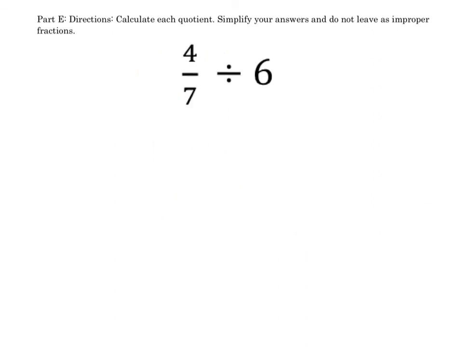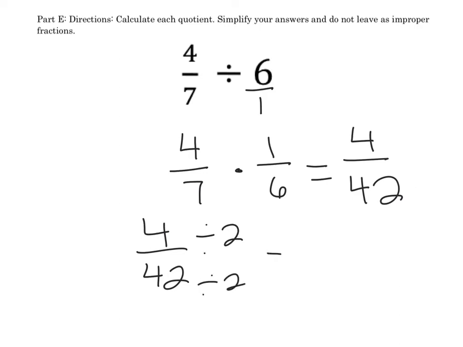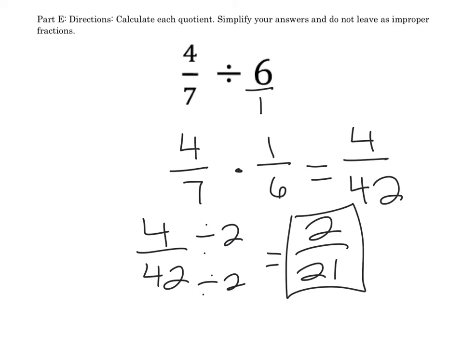Okay, so we have 4/7 divided by 6. So 6 we need to make into improper, so 6 over 1. Now we can rewrite it: 4/7 times 1/6. And so we get 4/42. And for 4/42, we can simplify that by dividing them both by 2. So that is 2/21, and that is in simplest form.